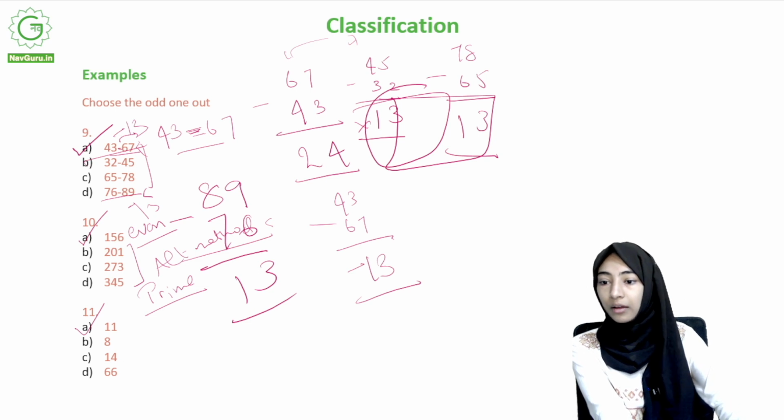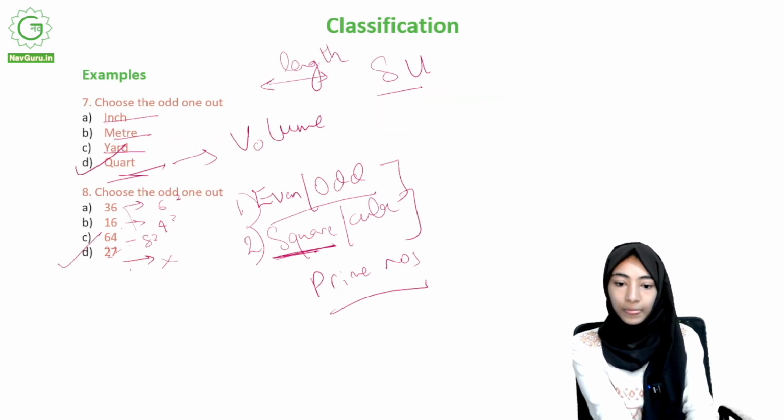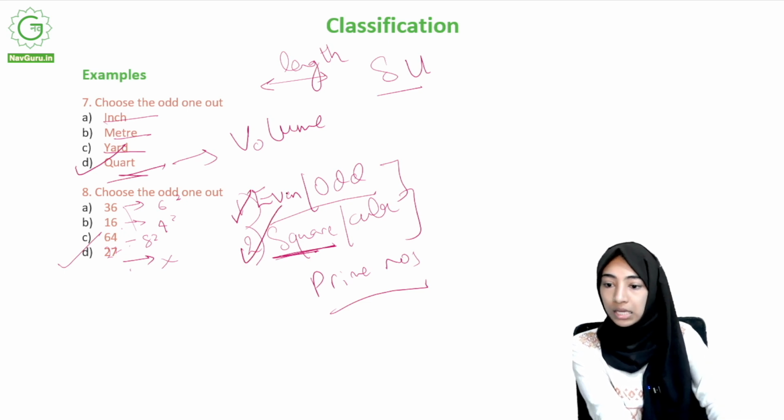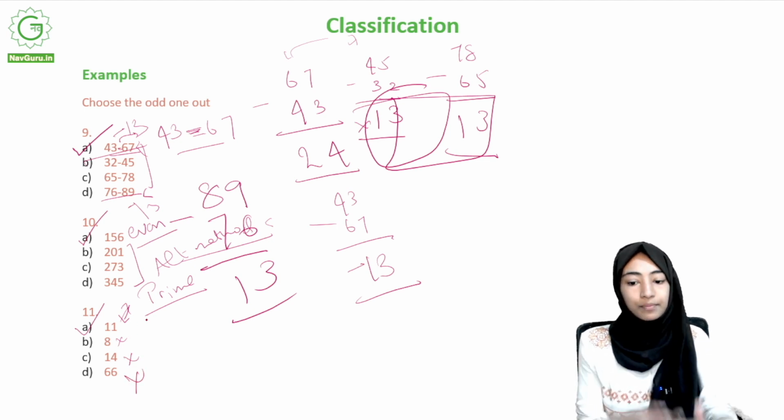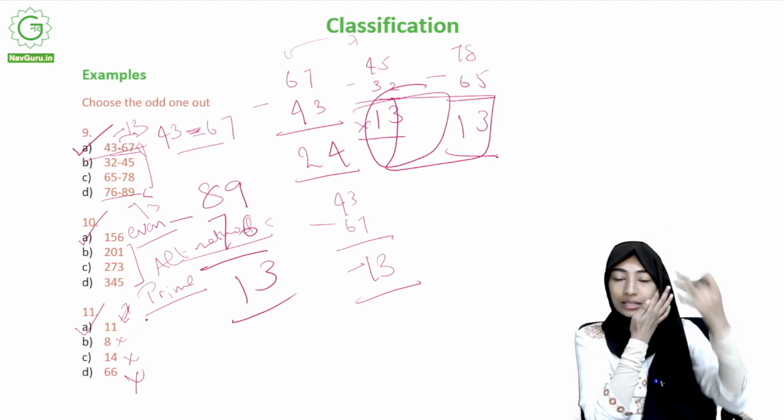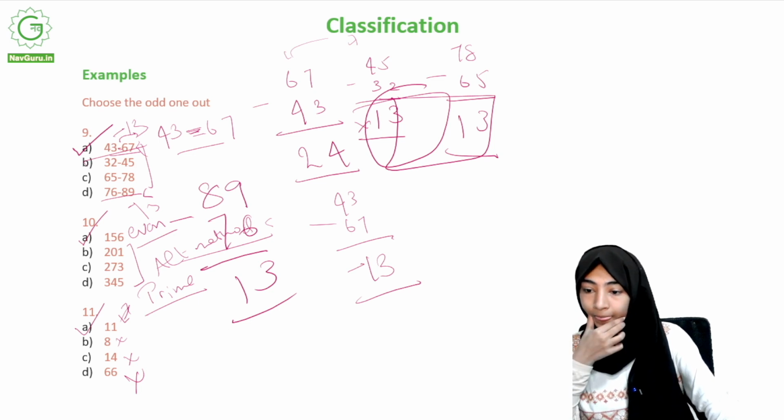Which case was it? There we said both of these work. Even odd works, square also works. Similarly, here prime also works. 11 is a prime number. 11 is the only prime number. 8 is not a prime number. 14 is not a prime number. Neither is 66. So yeah, but even odd is like the easiest, right? So that works. Take it.